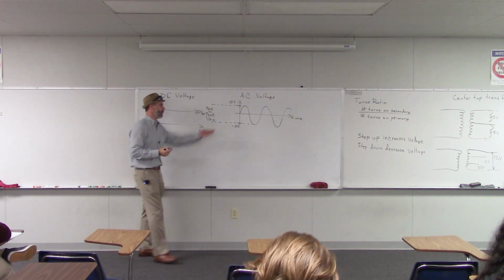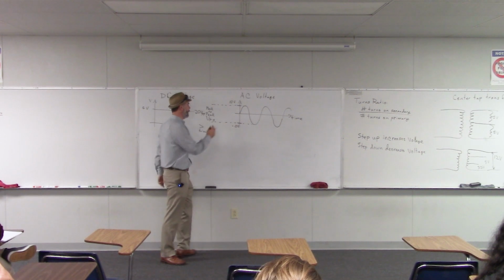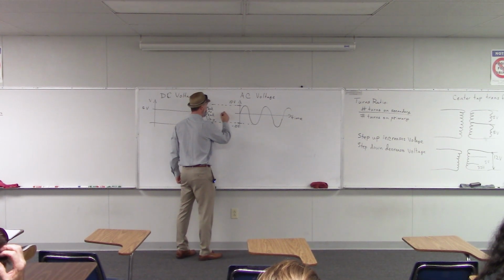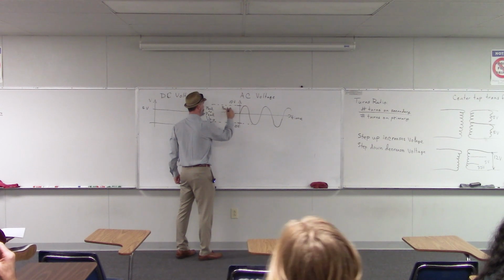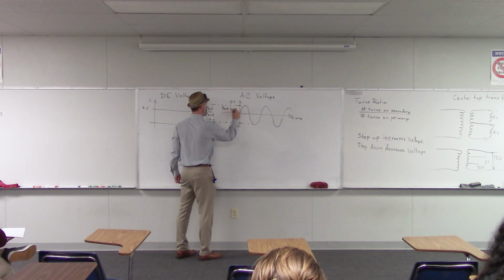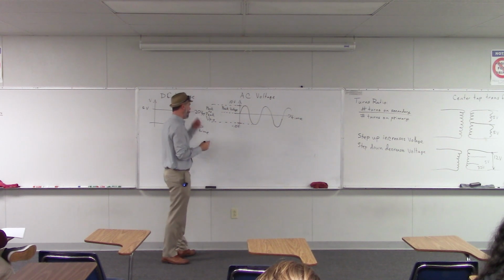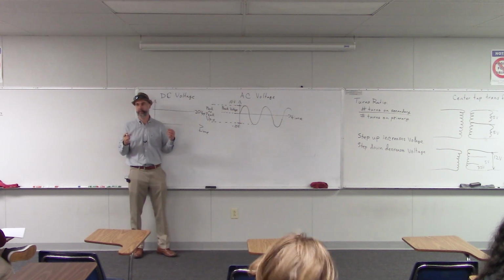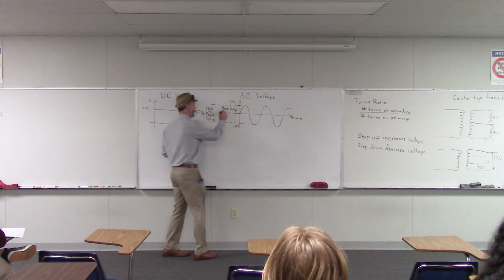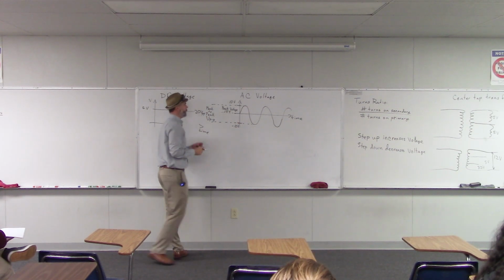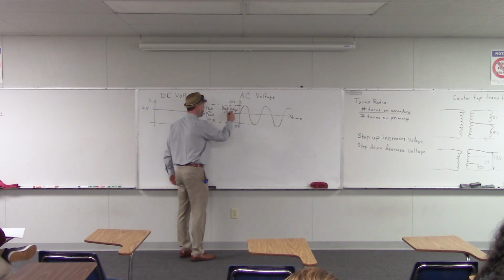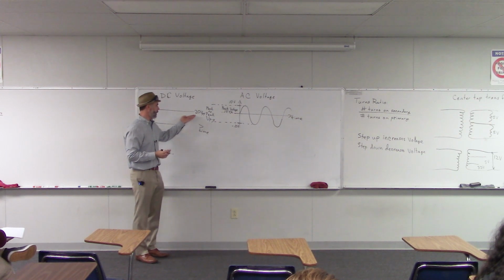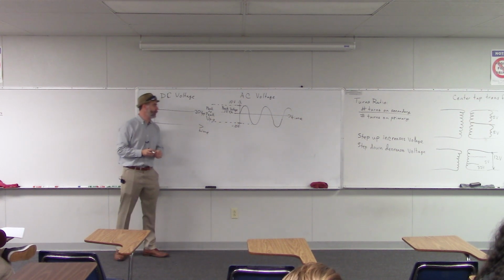Another way of quantifying this is just looking at the highest point on that signal. From the middle to the highest point, we would call that peak voltage. So what would the peak voltage be in this case? 10 volts, exactly. So that's another way of saying this. If you said the voltage is 10 volts peak, that's equivalent to saying it's 20 volts peak to peak.